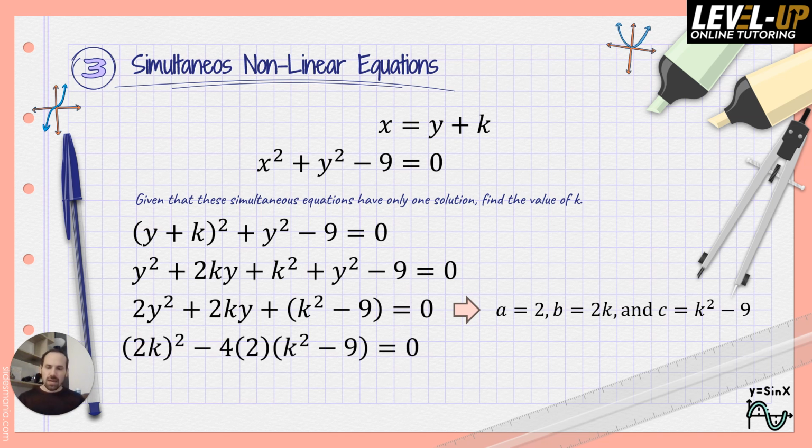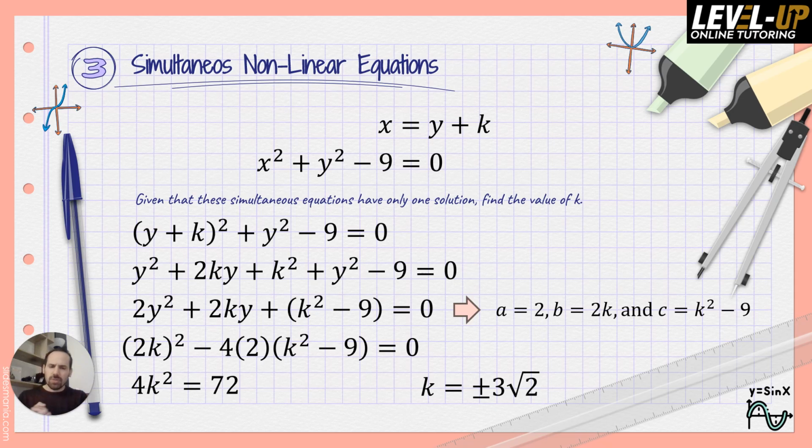And so if we substitute in our values for a, b, and c, which are in terms of this k, and you expand all this out and simplify, you see we get just a little equation for k that we can solve. And we get k is equal to plus or minus 3 over 2. So it's when k is equal to plus or minus 3 over 2 that these equations will only have one solution.